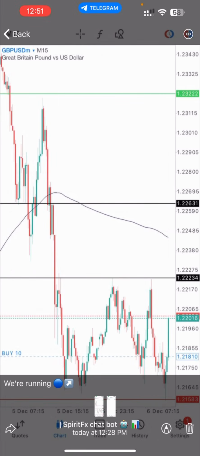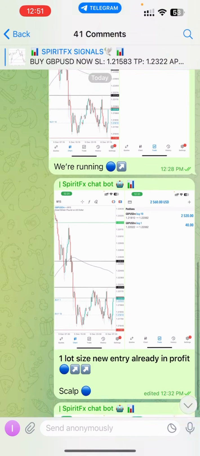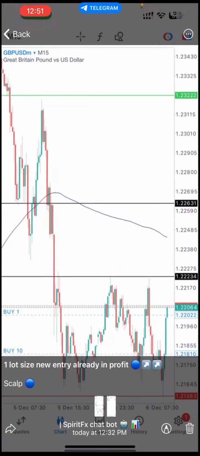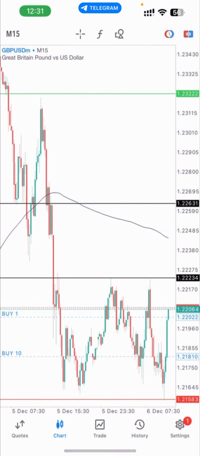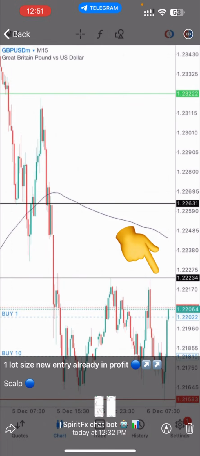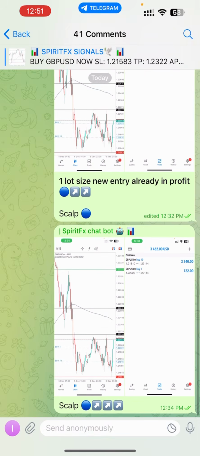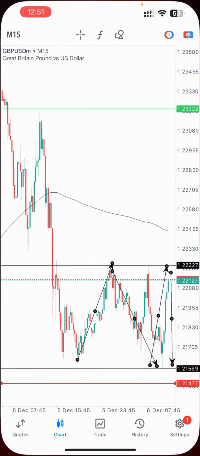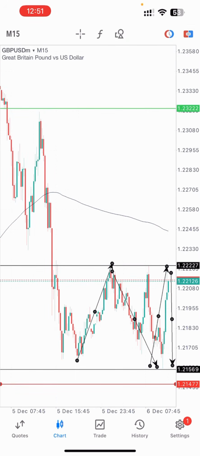Then I had only one entry, which is 10 lot size. But if you check, I added another one again. I added another one lot size because I know it will definitely get to that resistance point. And I actually closed in profit of $3,462. Do you understand? If you watch, follow this arrow. It touched it. Look at it. It touched it, and now it's coming down.